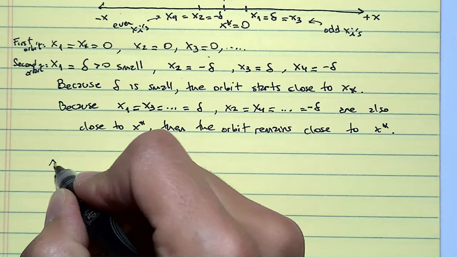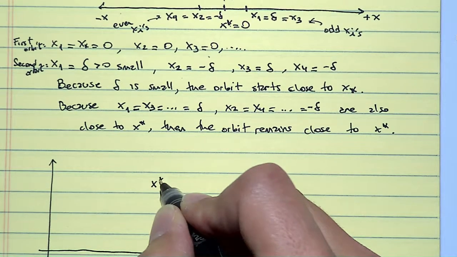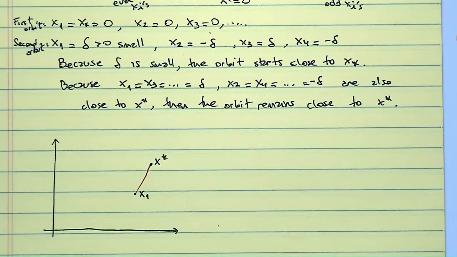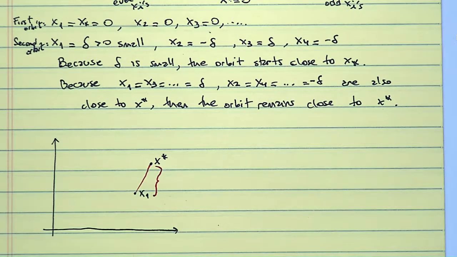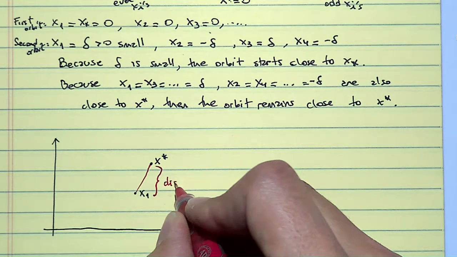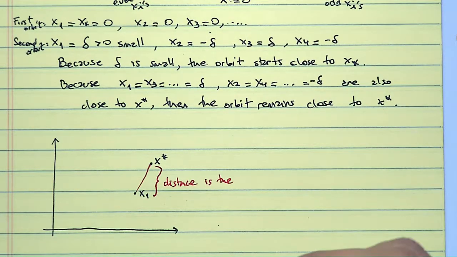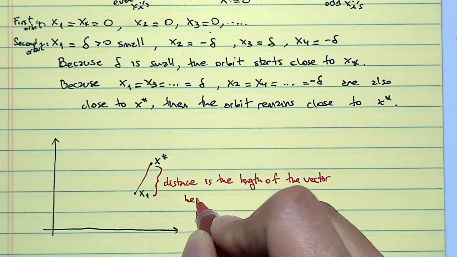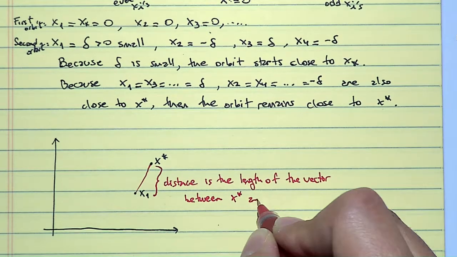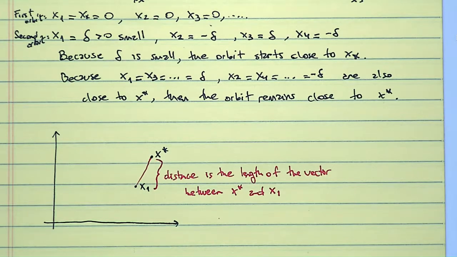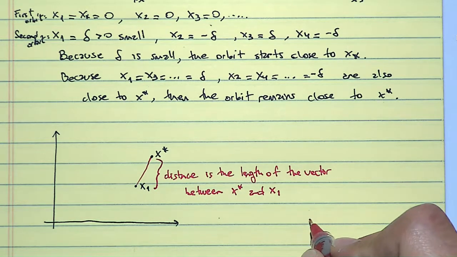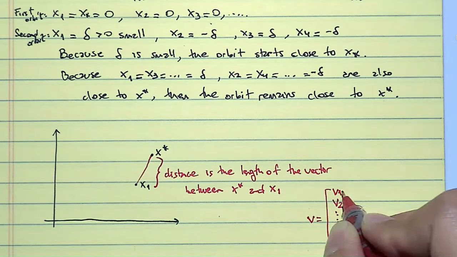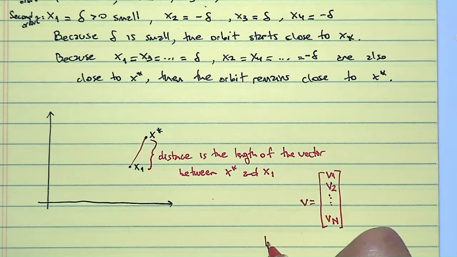So if we go back to this picture that I had earlier, if this is my x star and this is my x1, this distance is the length of the vector between x star and x1. How do you compute the length of the vector? The norm, right? So if you have a vector, let's call it v, with components v1, v2, all the way to v capital N, then the norm of that vector is what?